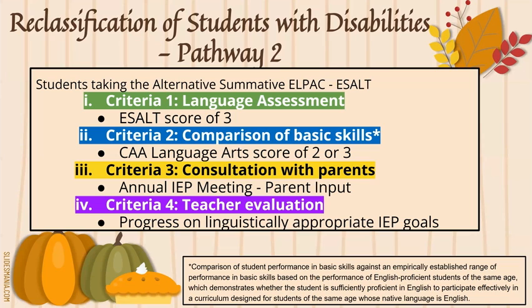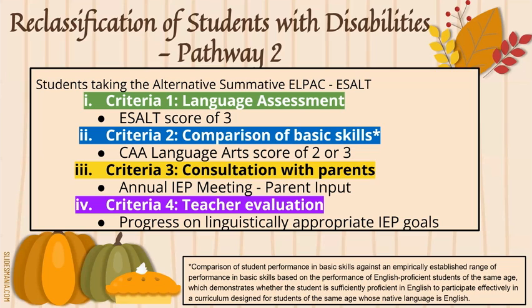So we'll have an additional option here in the blue under criteria number 2. You heard Ms. Pantoja speak about step number 3, which is the consultation with parents. Parents are integral in this process. We want to make sure that we have parent input, and then this would occur during the IEP, where reclassification is being discussed. And finally, criteria number 4 is teacher evaluation.